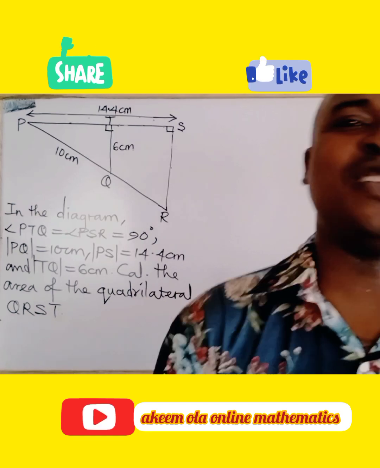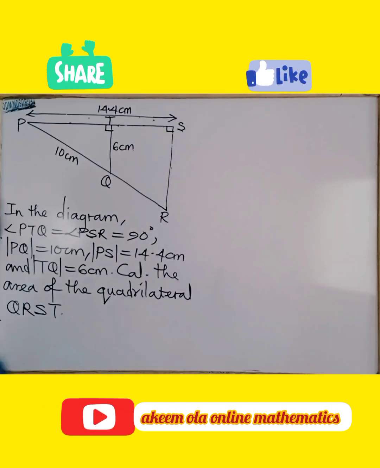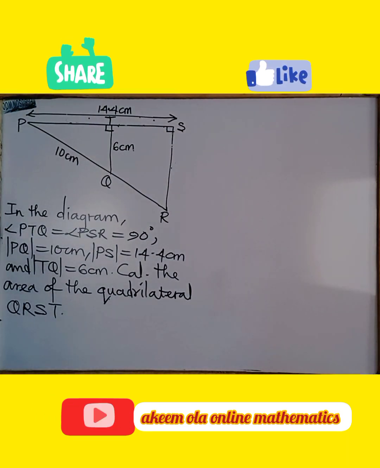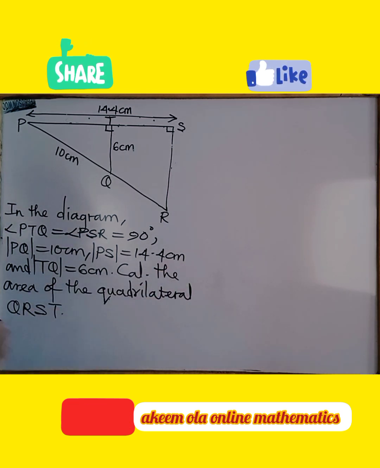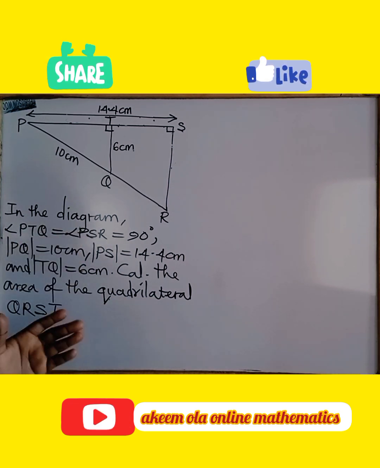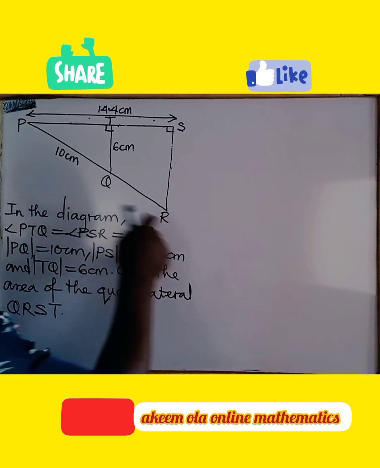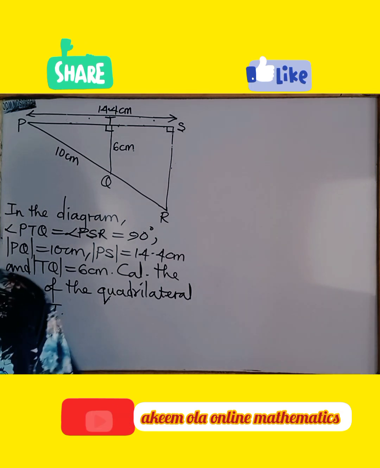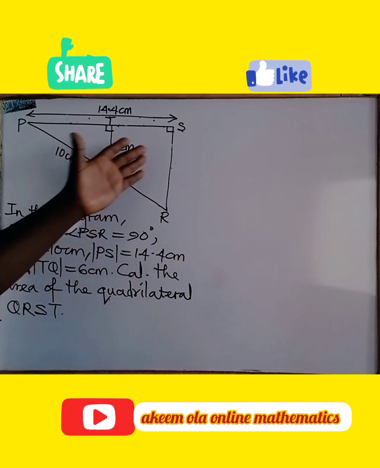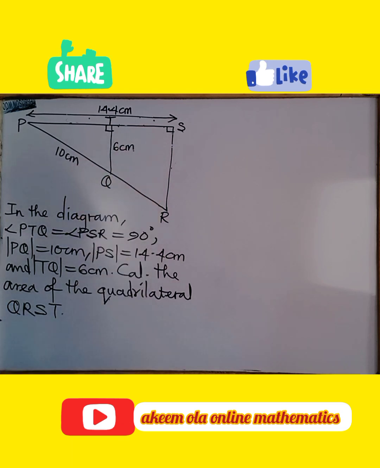Now let's go solving the question on the board. We have here in the diagram, we have everything. Normally, the question is: calculate the area of the quadrilateral. If you look at this quadrilateral, QRST, of course, is a quadrilateral because a quadrilateral always has four sides and four angles. And if you look at it, this is a trapezium.